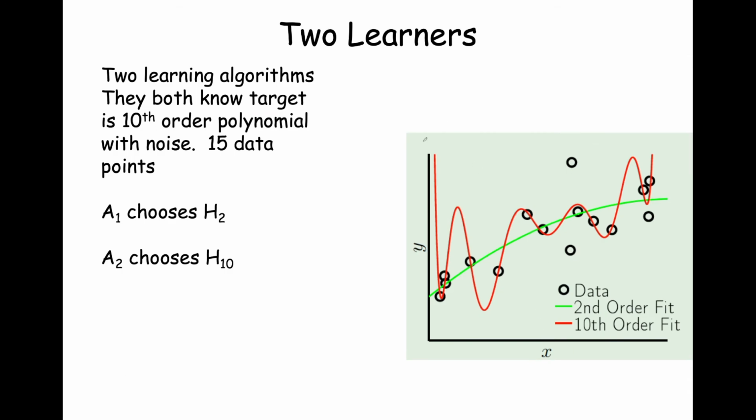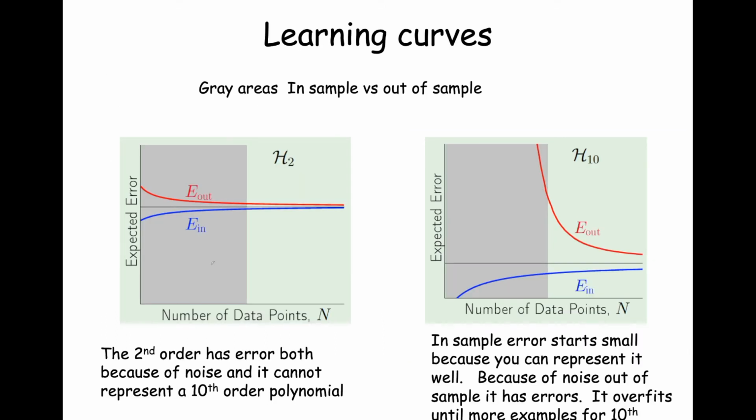So we have our two learners, and we can imagine they both know that the target function is a 10th order polynomial with noise, and you had 15 data points. So let's imagine that. We have two learning algorithms. Learning algorithm 1 is going to choose a second order polynomial fit, and algorithm 2 is going to choose a 10th order. What we want to do is compare these two learners to look at the behavior of when this poor out-of-sample error happens, this overfitting happens. And we're going to look at that from the perspective of a learning curve.